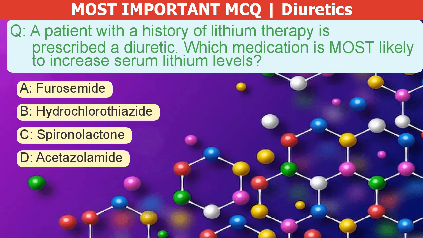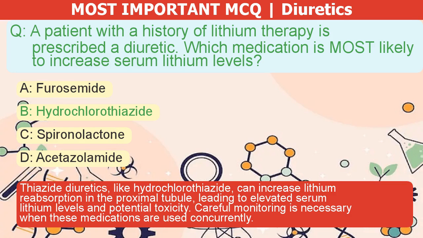A patient with a history of lithium therapy is prescribed a diuretic. Which medication is most likely to increase serum lithium levels? A. Furosemide. B. Hydrochlorothiazide. C. Spironolactone. D. Acetazolamide. The correct answer is B. Thiazide diuretics, like hydrochlorothiazide, can increase lithium reabsorption in the proximal tubule, leading to elevated serum lithium levels and potential toxicity. Careful monitoring is necessary when these medications are used concurrently.